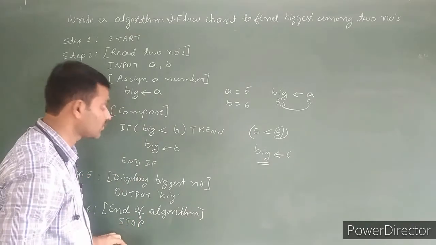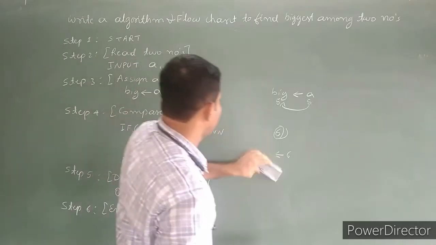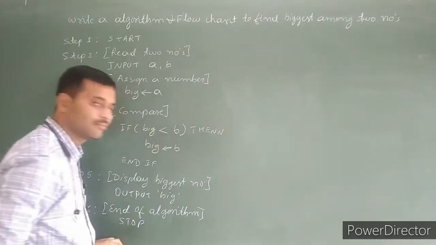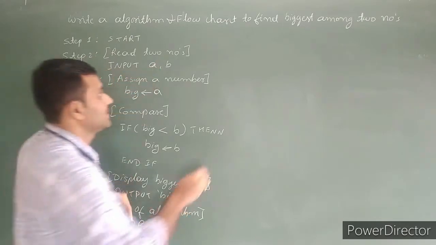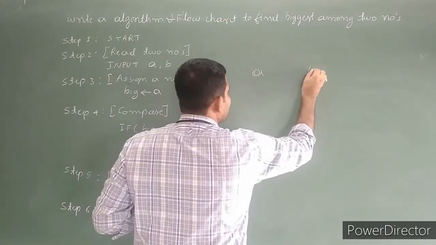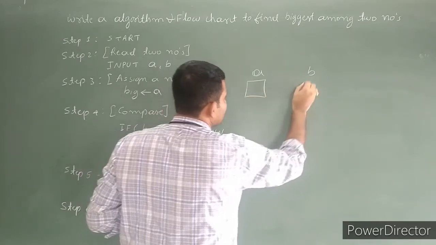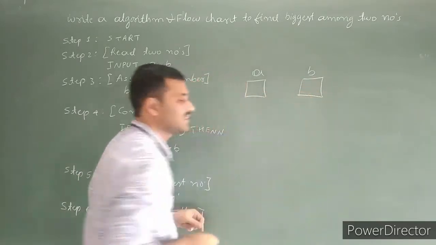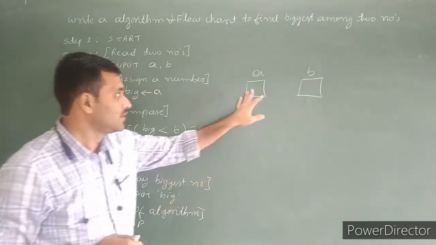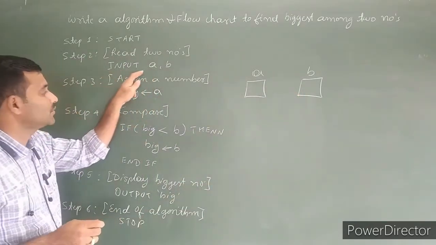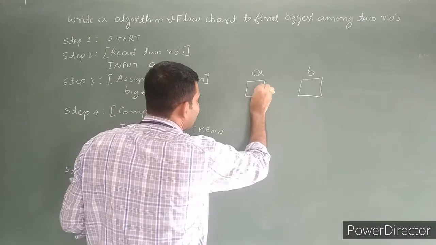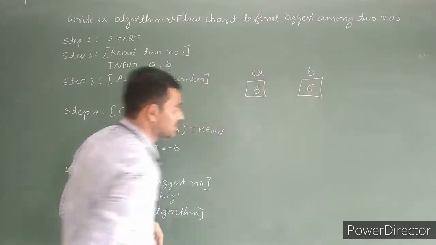Carefully trace the program. What have we done here? Just trace the program. We start the program. After that, we input A, B. There are two numbers A, B. This is one memory location. This is also one memory location. Both those two numbers A, B are big and B. Then say input A, B. So here we read the value 5. Here we read the value 6.